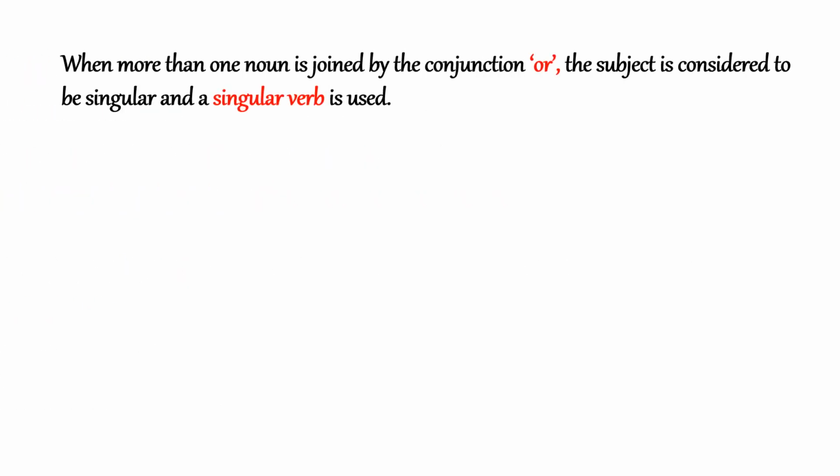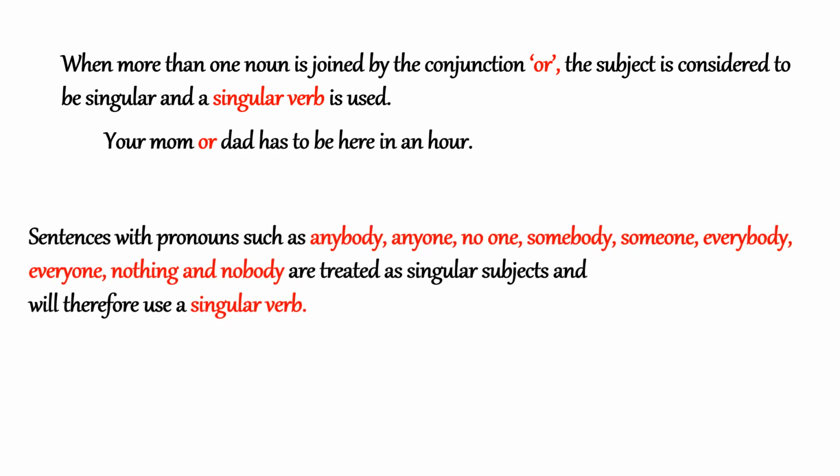When more than one noun is joined by the conjunction or, the subject is considered to be singular and a singular verb is used. Example, your mom or dad has to be here in an hour. Let's see the next rule.